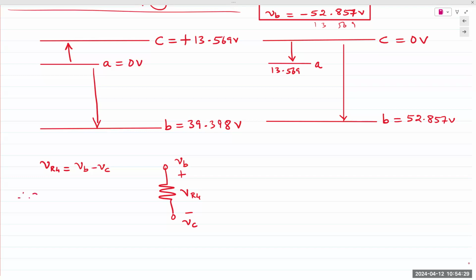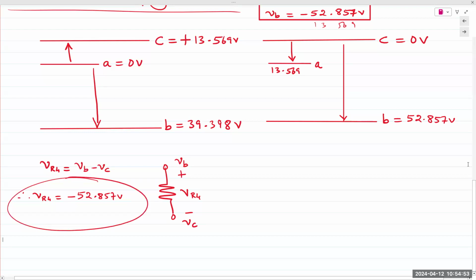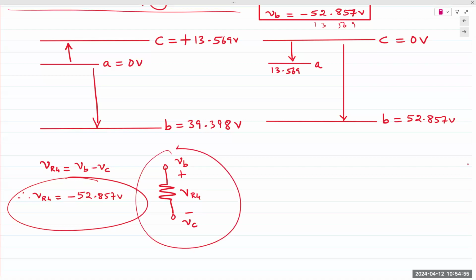That would simply mean VR4 is minus 52.857 volts. That's it. You do not have to indicate the new polarity saying that, okay, it's minus, so the polarity is flipped. You don't have to do anything. I will look at these values and I will look at the assumptions you made in the circuit diagram. If they match up, you will receive full credit. If they don't match up, then there will be deduction of points. You do not have to sit there and explain anything. Okay. All right, questions?